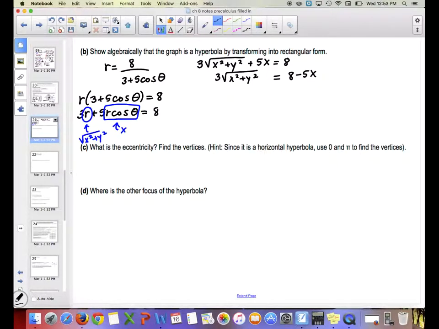Might want to kind of write tiny. We have a lot of steps left. Why can't we just divide by 8? Well, because that's not going to help us get the form that we want. We're going to divide by 3.